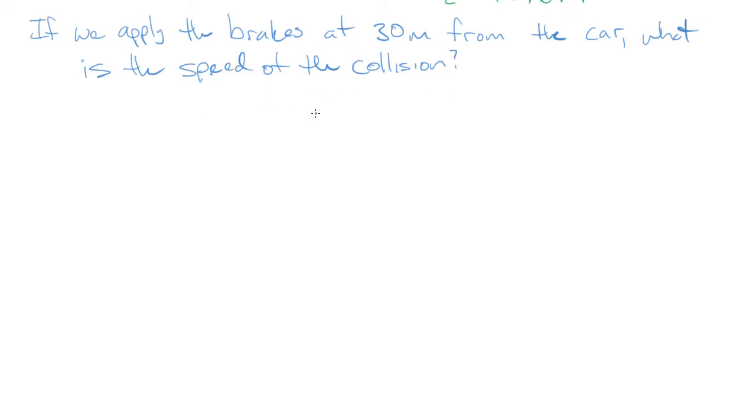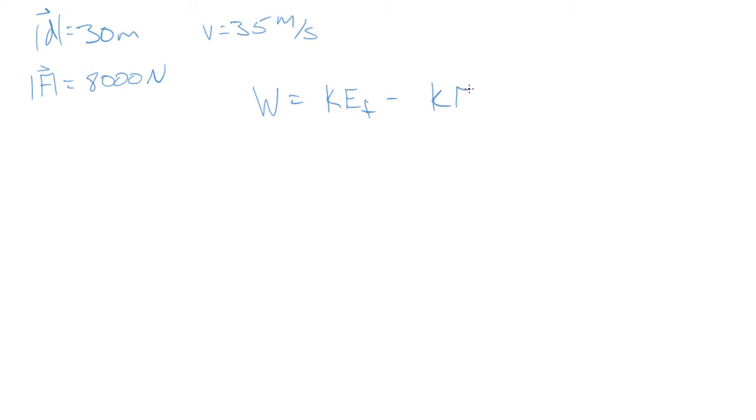All right. So again, you're going to apply the work-energy theorem. We have a distance of 30 meters. We have a force of 8,000 newtons, and initial speed is 35 meters per second. All right, so this is a classic work-energy theorem. So I'm going to write down the work-energy theorem, which says that the work is equal to the final kinetic energy minus the initial kinetic energy.